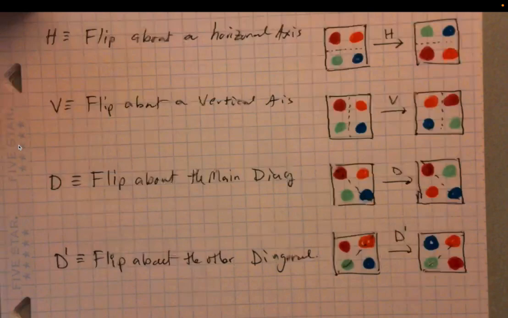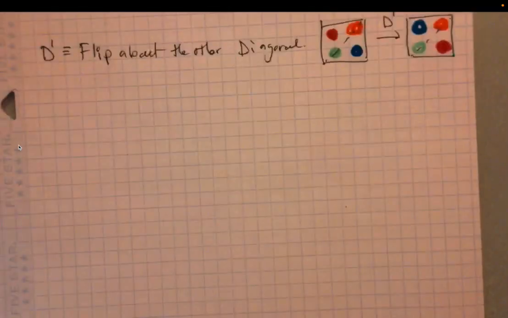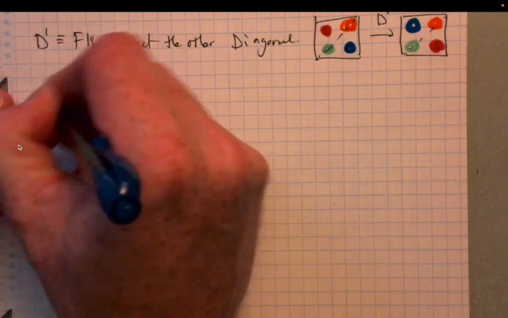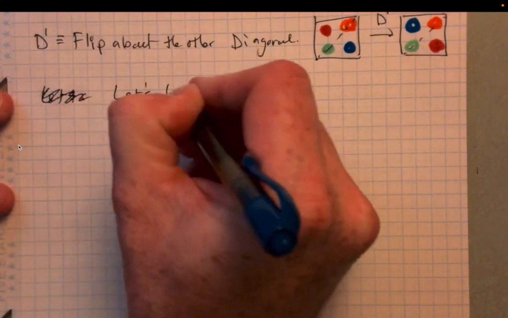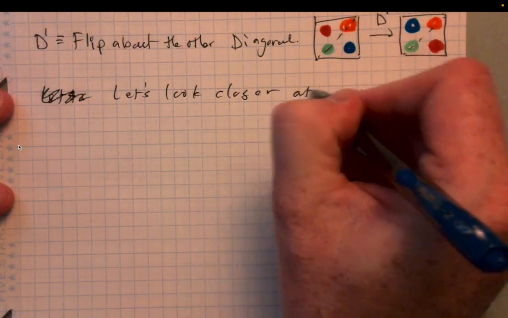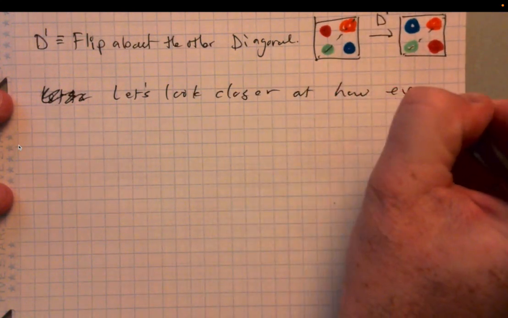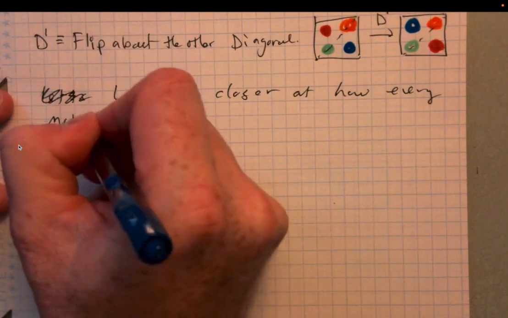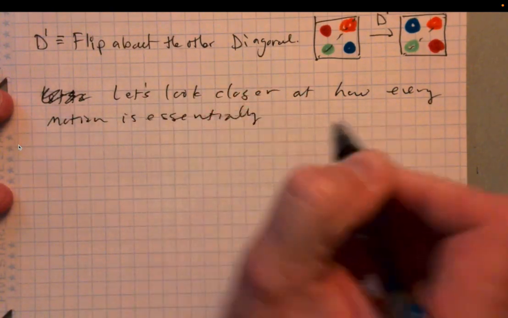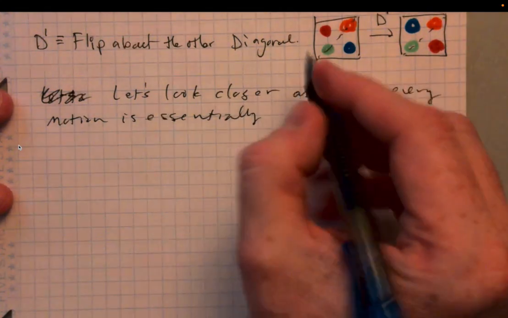Okay, so starting with these as kind of the backdrop here, let's look closer at how every motion is essentially equal to one of the 8 we just laid out.